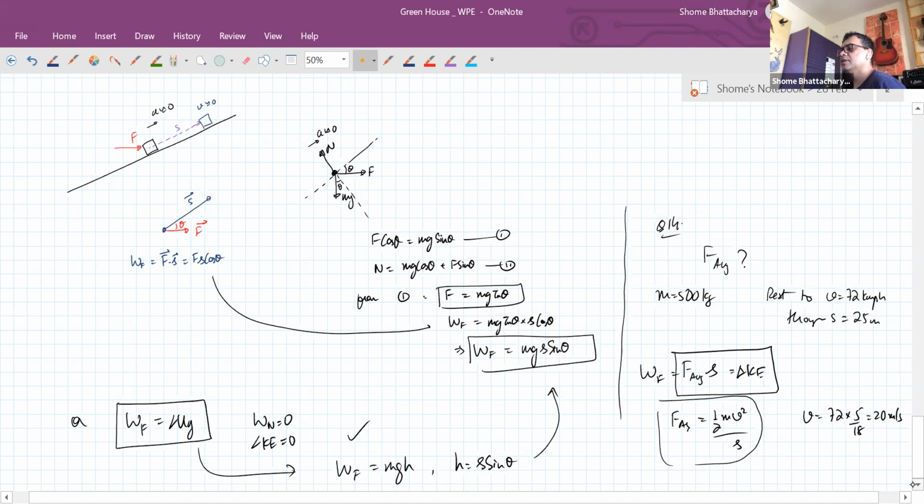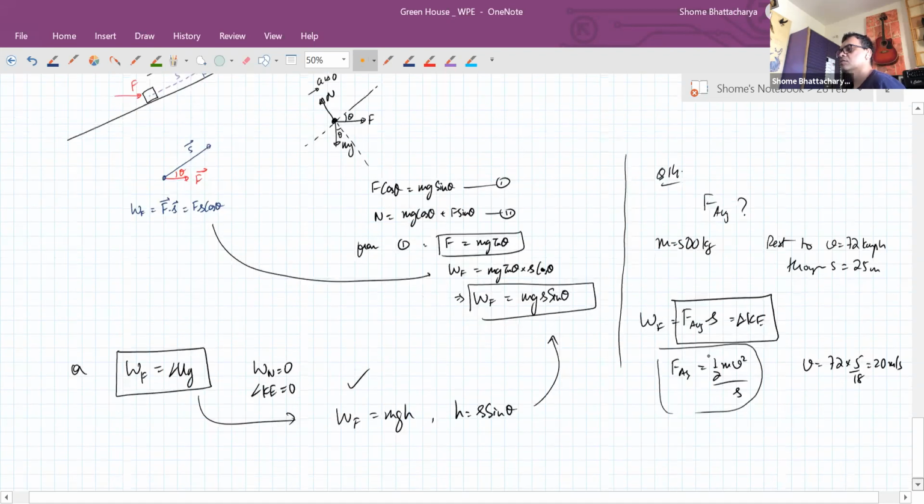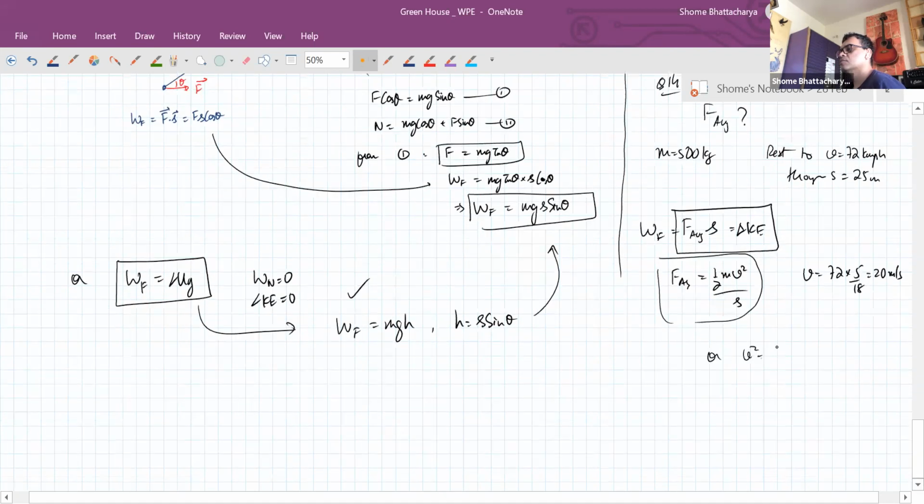Or you can use kinematics. But this is average acceleration. So this is average force. So we hope this is also clear. Now moving on to next, the 15th question.